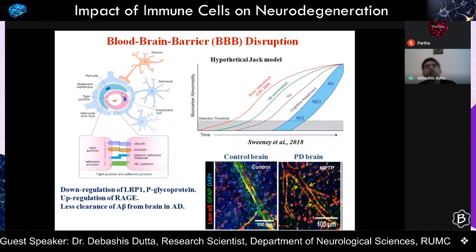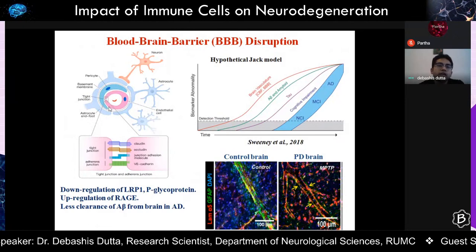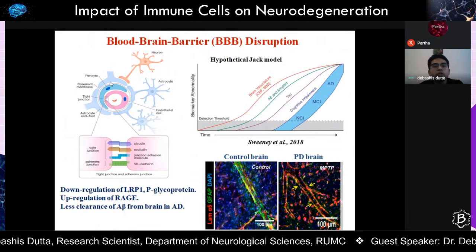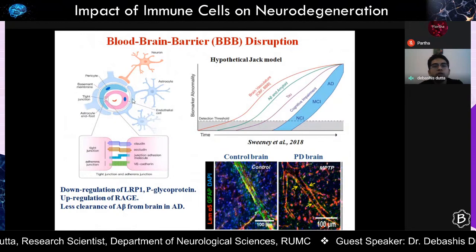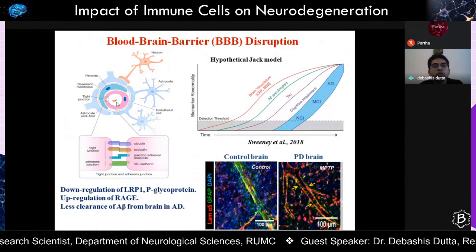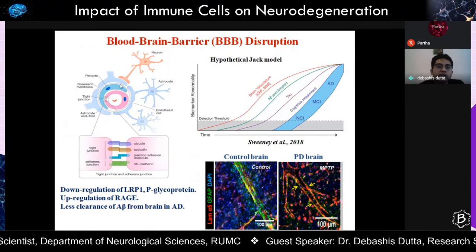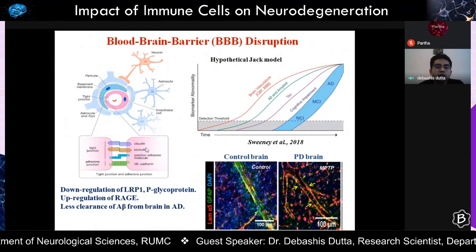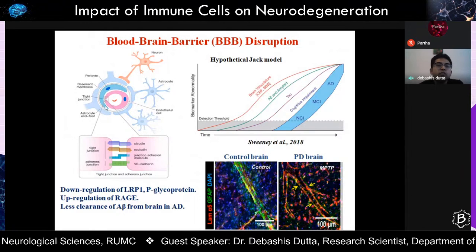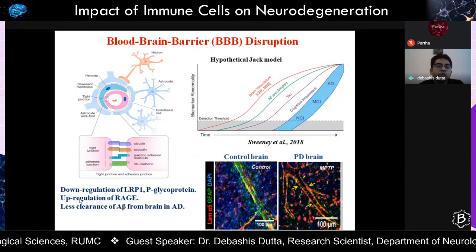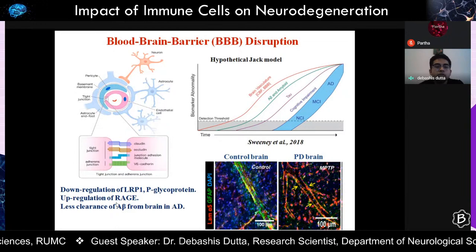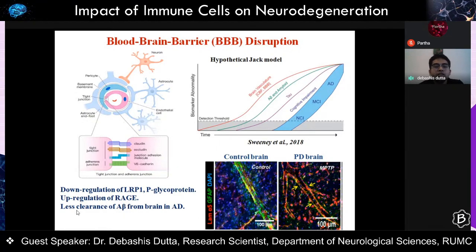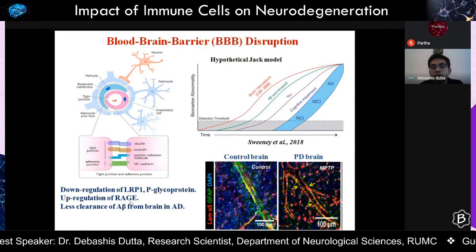As you can see, the blood-brain barrier is composed of tight junctions, and surrounding those endothelial cells there are some smooth muscles. The astrocytes play a great role in restricting the movement of components from the blood into the parenchyma. This way the blood-brain barrier is maintained, and among the tight junction proteins we have claudin, occludin, and cadherins, etc. But under disease conditions, some key blood-brain barrier proteins like LRP1 and P-glycoprotein get diminished, whereas proteins like RAGE get upregulated. This is the scenario found in the Alzheimer's brain, and it leads to less clearance of A beta, the pathological protein found in Alzheimer's disease.